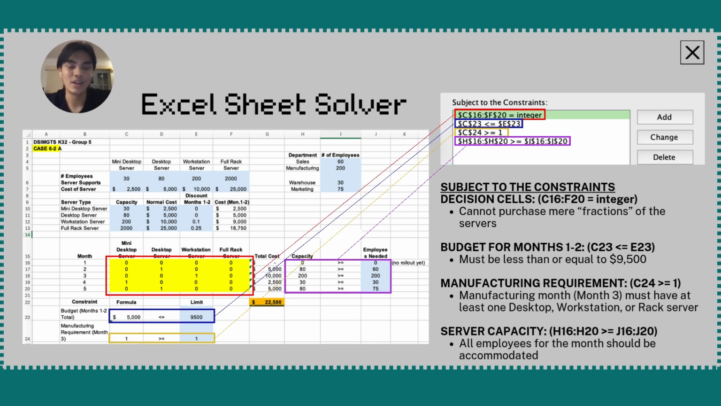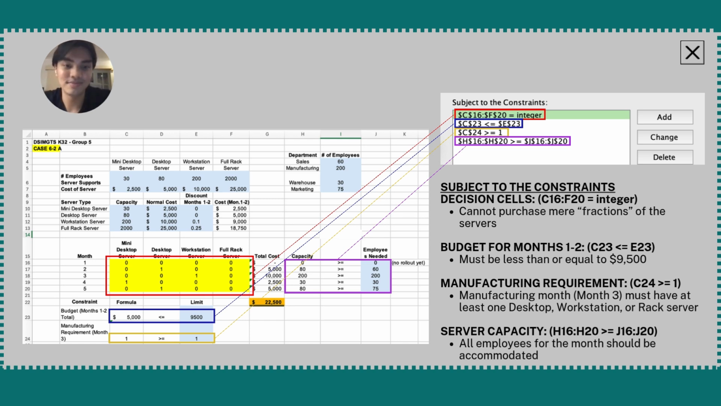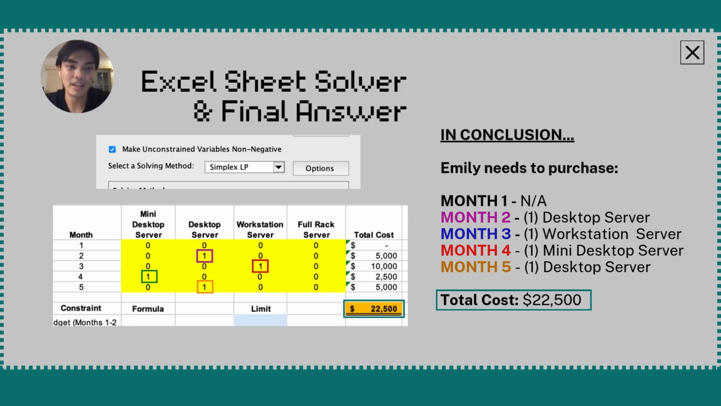Next, we added constraints. Firstly, all values must be integers because we cannot purchase mere fractions of the servers. Total cost for month 1 plus 2 is less than or equal to $9,500 because of the stated budget. Manufacturing month, or month 3, must have at least one desktop, workstation, or rack server, as stated in the problem. Capacity for each month will be greater than or equal to employees needed, so that all employees for the month are accommodated. We used the Simplex LP solving method, and after hitting solve, it gave us the most cost-efficient server plan based on the monthly requirements.